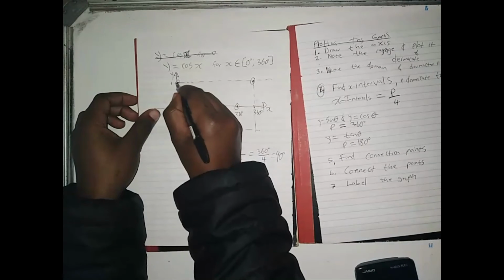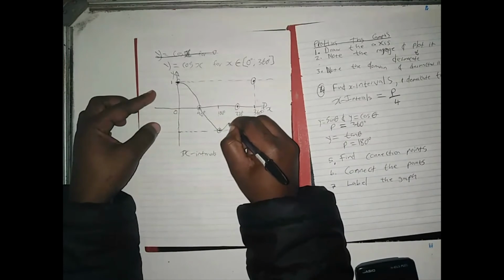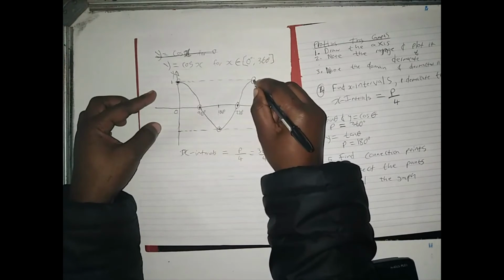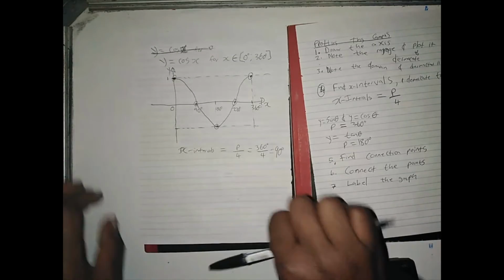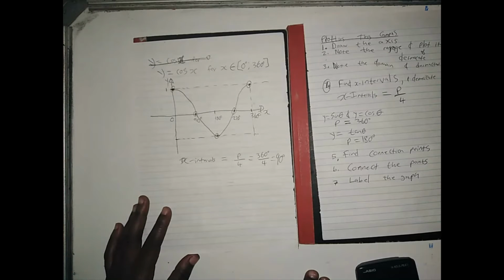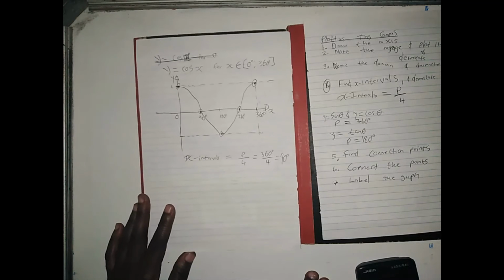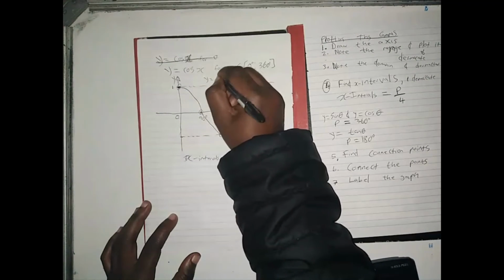Connect the points and then label them. When you connect these points, you get something like this. Can you see what it looks like? It looks like bicycle horns. This one looks like an S that is just standing on its side, and this one looks like bicycle horns, or the horns of a cow or a goat or something like that. That is y is equal to cos x. So that is basically how you go about drawing y is equal to cos x.